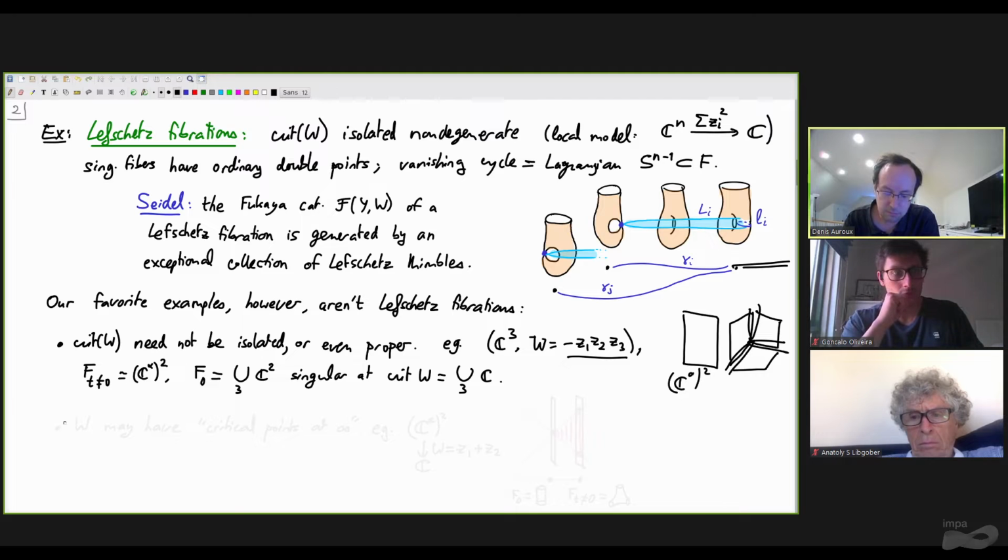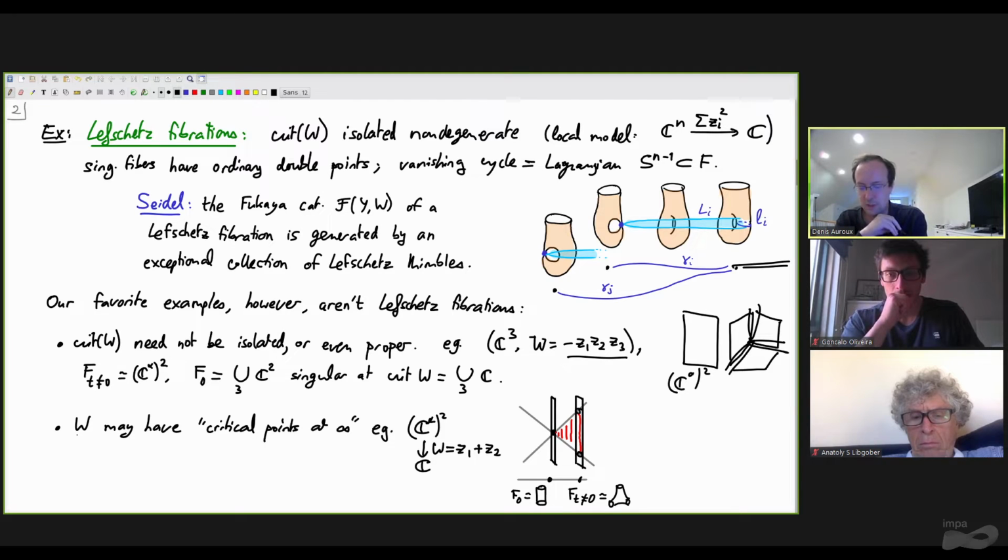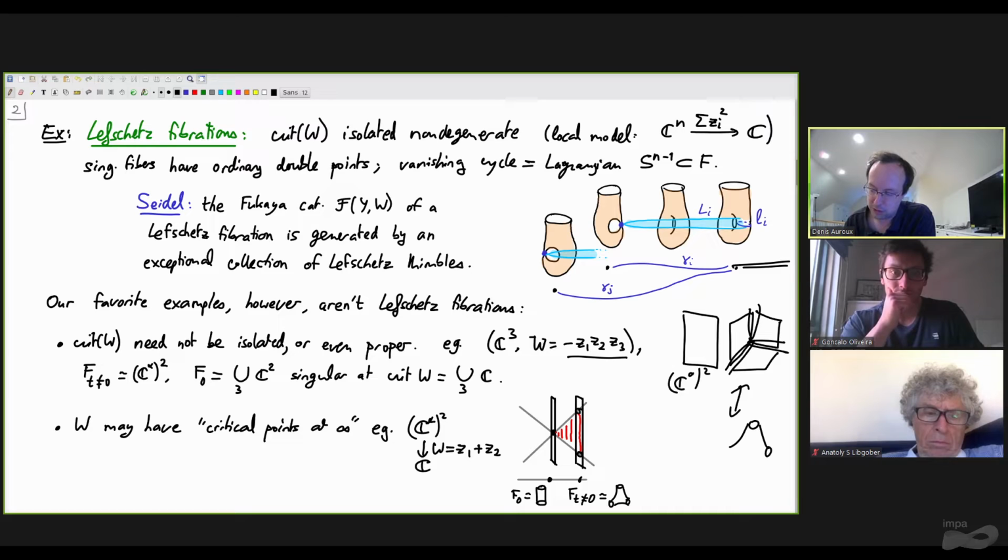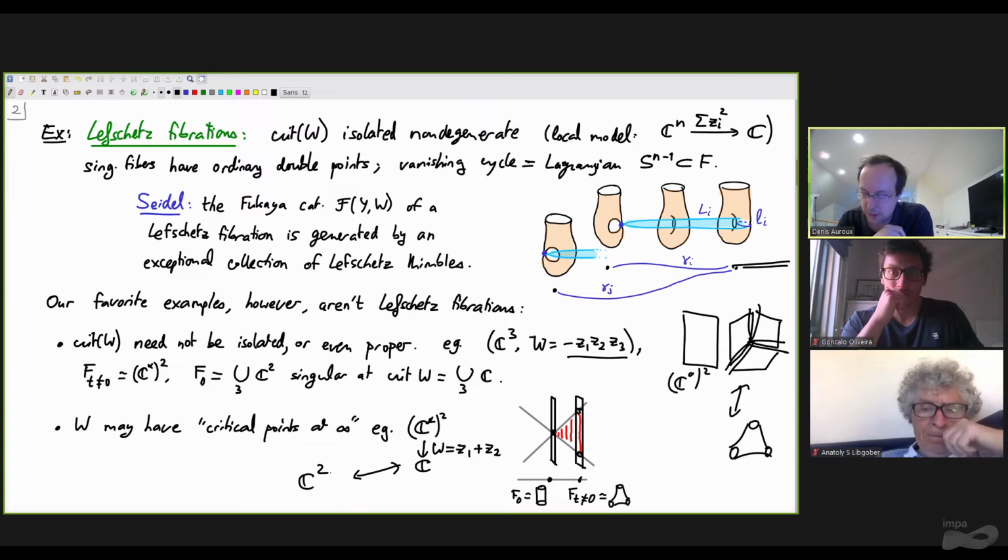What's even slightly more counterintuitive is I may want to allow critical points at infinity. For example, this one is mirror to the pair of pants, for those of you who want to know where these spaces come from. This one is actually the mirror of just C squared. This is looking at C star squared with just the sum of the two coordinates. So of course, if you take the derivatives, this has no critical points.